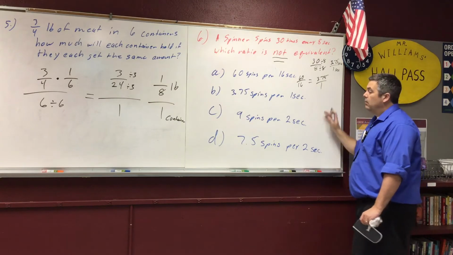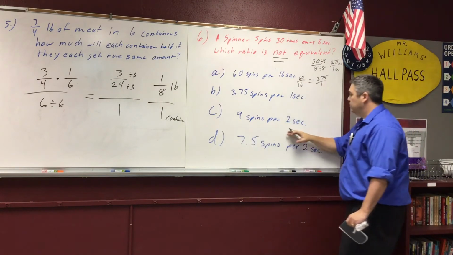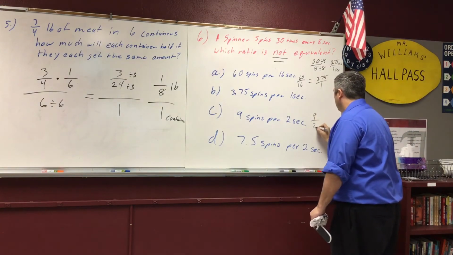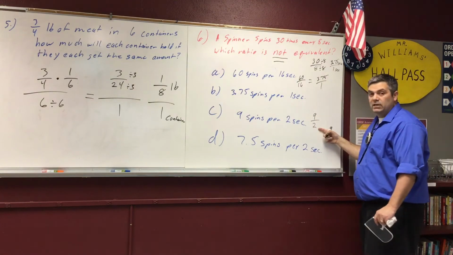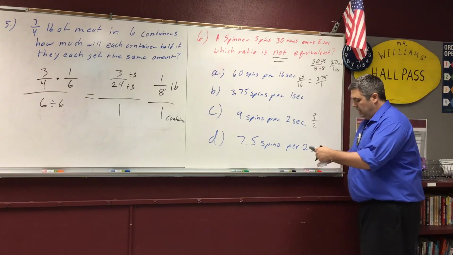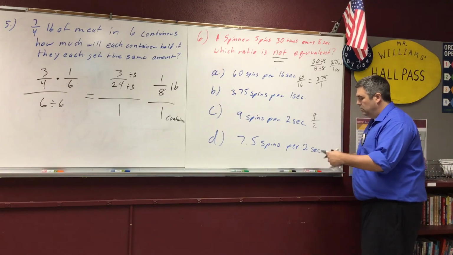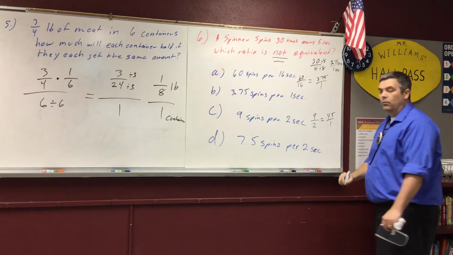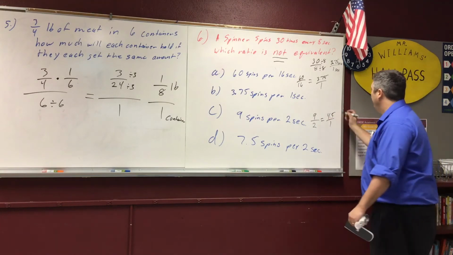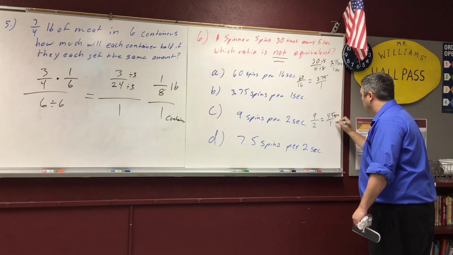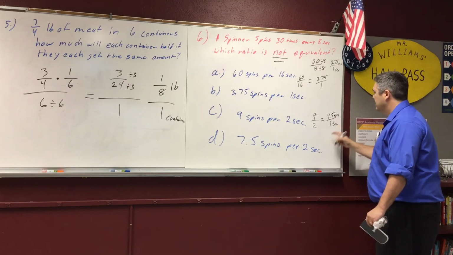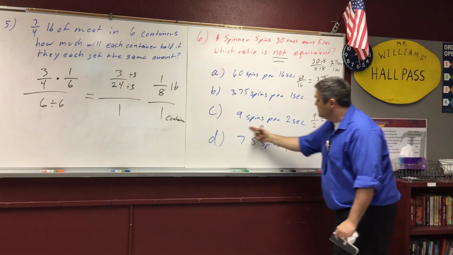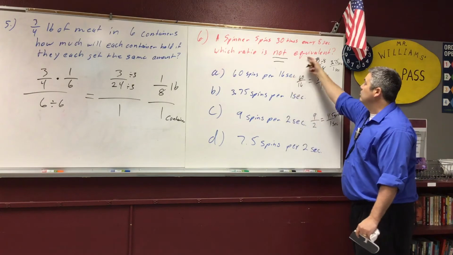We're good there. All right, here, 9 spins per 2 seconds. Okay, set it up. 9 over 2. Divide, 9 divided by 2. 4.5 over 1. 4.5 spins per 1 second. My unit rate does not line up with the same unit rate here. Here is my answer. This one is not equivalent.